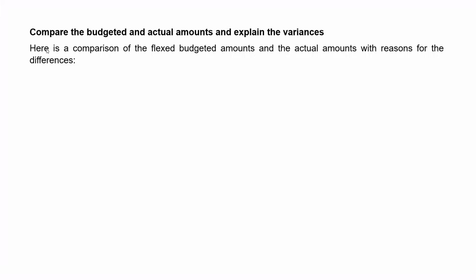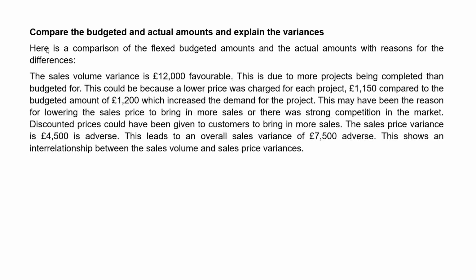Now we've got to compare the budgeted and actual amounts and explain the variances. So here is a comparison of the flex budgeted amounts and the actual amounts, and reasons for the variances. So remember, we're comparing the flexed amounts with the actual amounts, not the original budgeted amounts. So the sales volume variance is £12,000 favourable. This is due to more projects being completed than budgeted for.